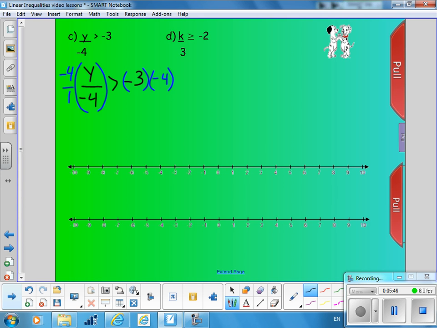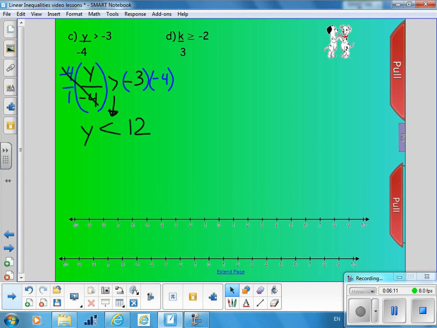And when we multiply by a negative, we're going to have to change the inequality. -4 divided by -4 is just 1, so we're left with y. We need to switch the inequality because we were multiplying by a negative. And -3 times -4 is +12. So we can't even use this number line that's shown, so I'm going to get rid of it.